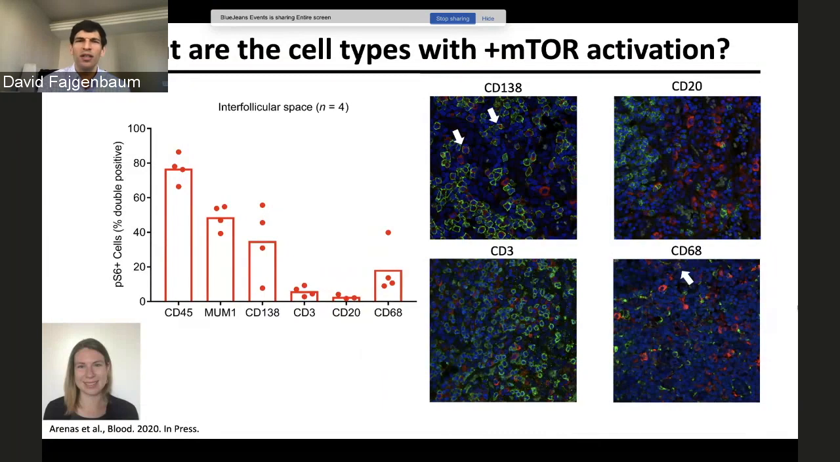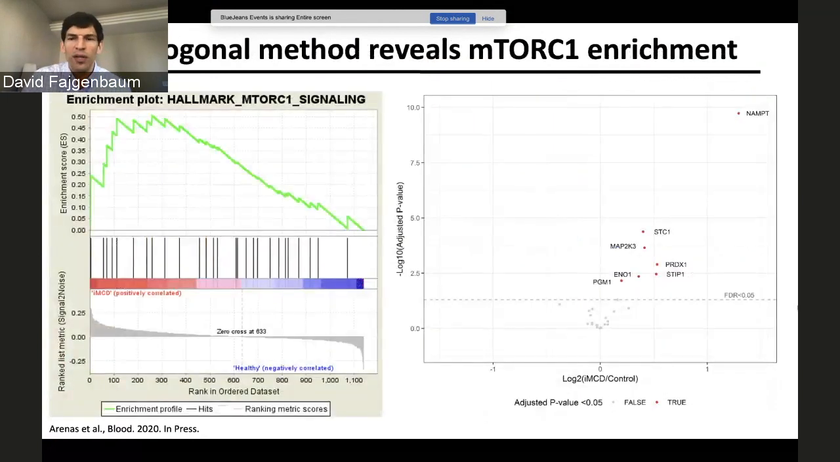And then we started to look to see, well, what are the cell types with increased mTOR activation? We've thus far only looked at 4 cases, and there's really not a clear picture. There are a number of different cell types that seem to be co-staining between mTOR and these cell-specific markers. I've got some white arrows to highlight those cells where it looks like they're double-stained, but we still have more work to do. It looks like plasma cells and maybe macrophages are 2 of the more common mTOR positive cells, but actually there's still a large portion of mTOR positive cells that we don't know what cell type they are.